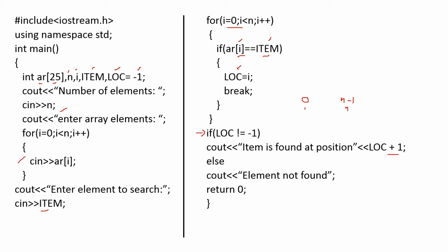So that way, here comes LOC + 1, or else, that is if LOC is equal to -1, then you have to print element not found. So this is the program for linear search.